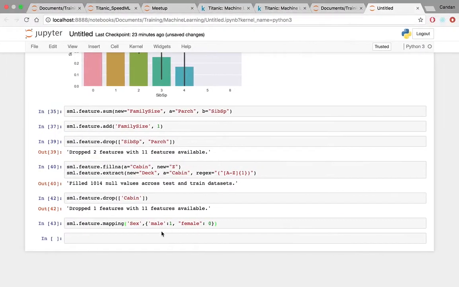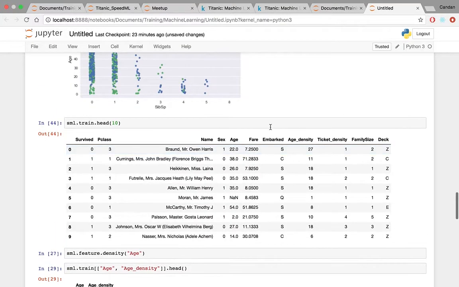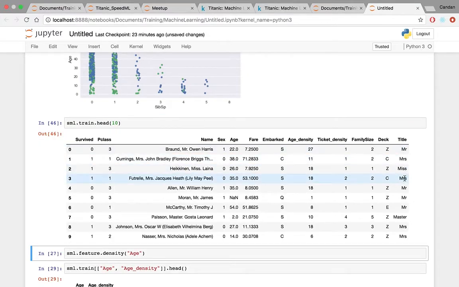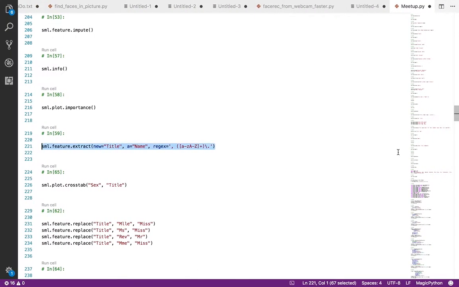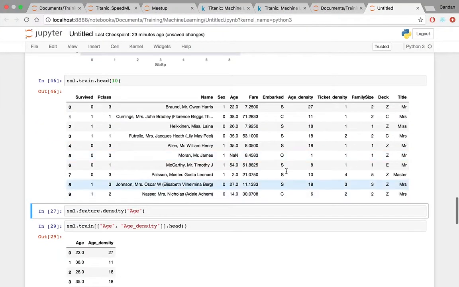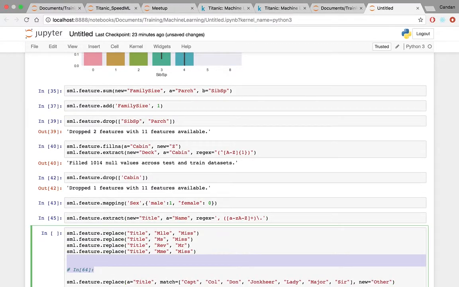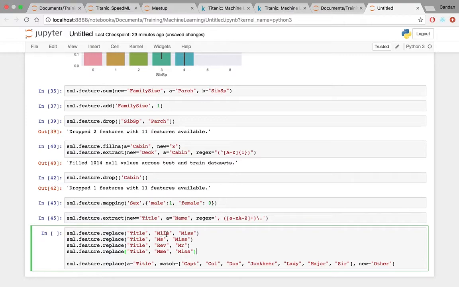That's why I will extract those parts from my data, and in this case I am going to have some title here, Mr. and Mrs. But I need to do some fine tuning because it includes a lot of titles that are not important for me. I just need some major ones. So that's why I am going to fine tune the titles by combining Mlle to Miss, Ms to Miss, Rev to Miss, Mr, and Mme to Miss, and also Captain, Don, Jonkheer, Lady, Major, Sir, they're going to be other, okay?